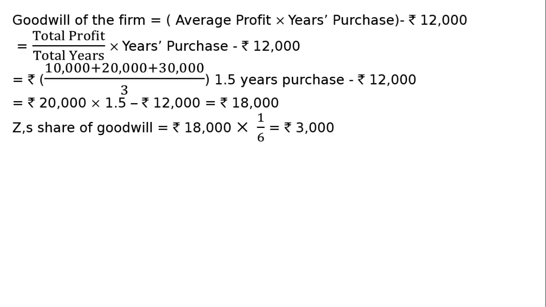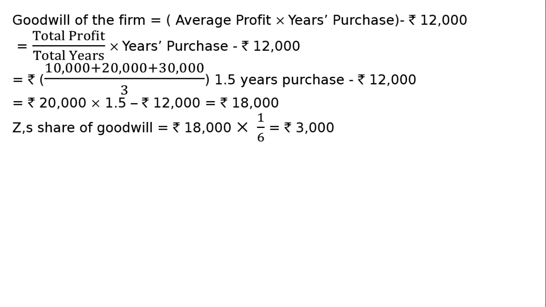Now, goodwill of the firm. You can read out the question. This is adjustment point number 7. Goodwill is valued at 1.5 years purchase of the average profits of the last 3 years less 12,000. Profits for the last 3 years are given: rupees 10,000, rupees 20,000, rupees 30,000. Now, goodwill of the firm is equal to average profit into years purchase less 12,000. Average profit is total profit by total years multiplied by years purchase minus 12,000 rupees.